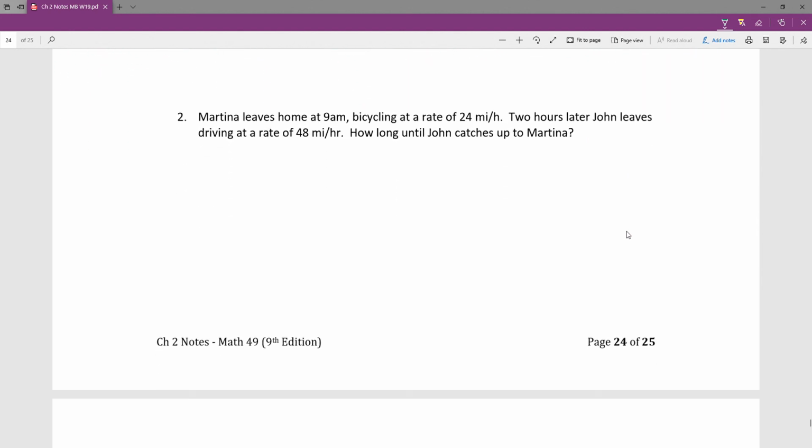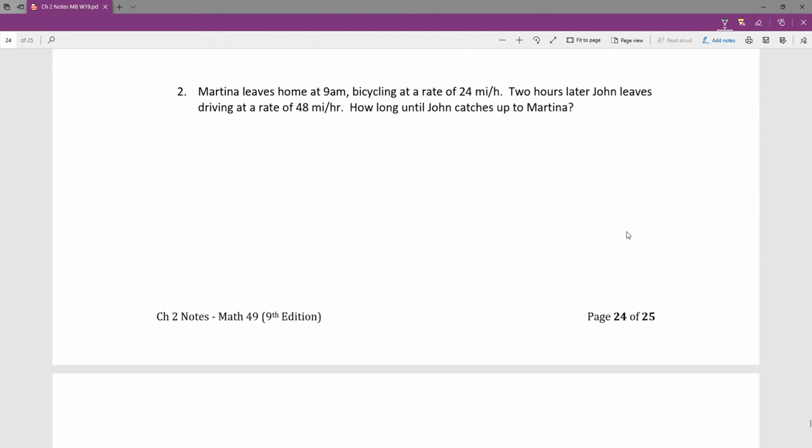You're probably starting to see some of the commonalities in these ones. Even though they're different scenarios, our approach to them is really, really similar. So the next one, a distance, rate, time problem. We've got Martina bicycling and then John driving. So this one's going to be bike on the top and car on the bottom.